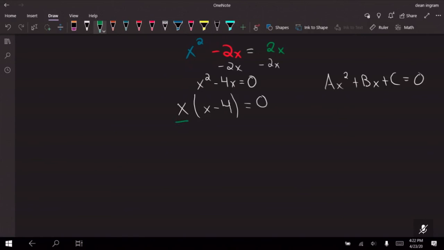Now, like the other examples, we want to set both of these factors equal to 0 individually. So our first equation is x equals 0, and our second equation is x minus 4 equals 0. We want to add 4 to both sides of this equation to see that x is equal to 4. So we have two solutions, x equals 0 and x equals 4. And we need to verify that both of these solutions make sense in the context of the problem.